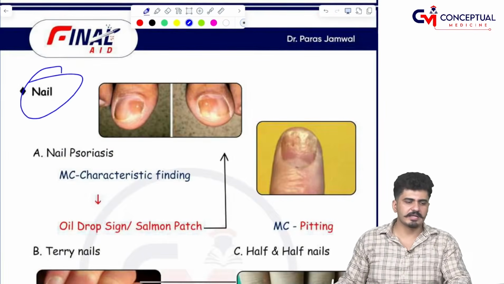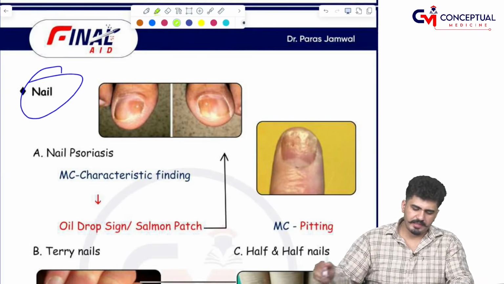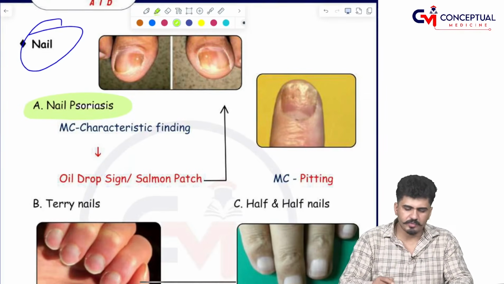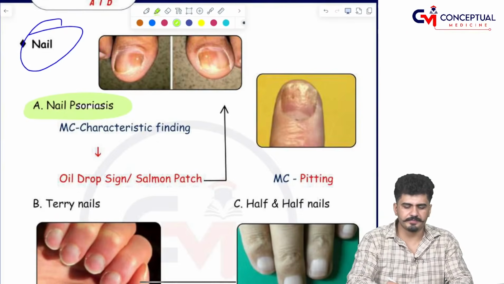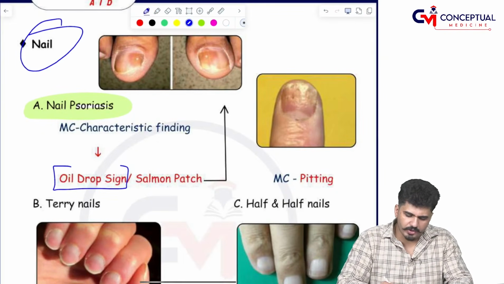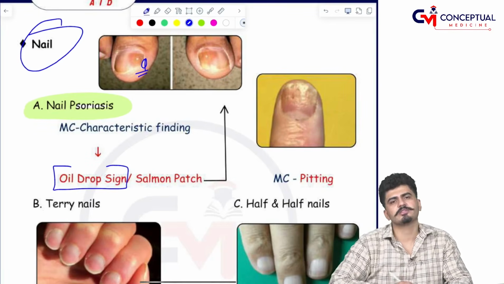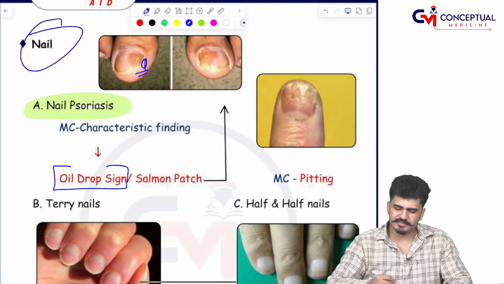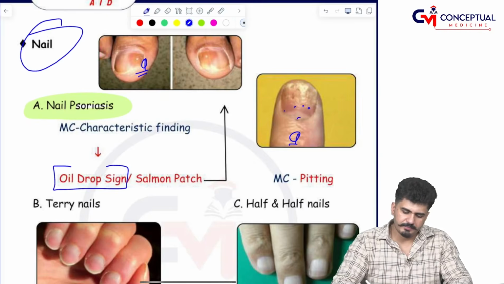Let's talk about nails. Nail psoriasis: the most characteristic and most common finding. The most characteristic finding is going to be the oil drop sign, which is also called salmon patch. And the most common is going to be the pitting.